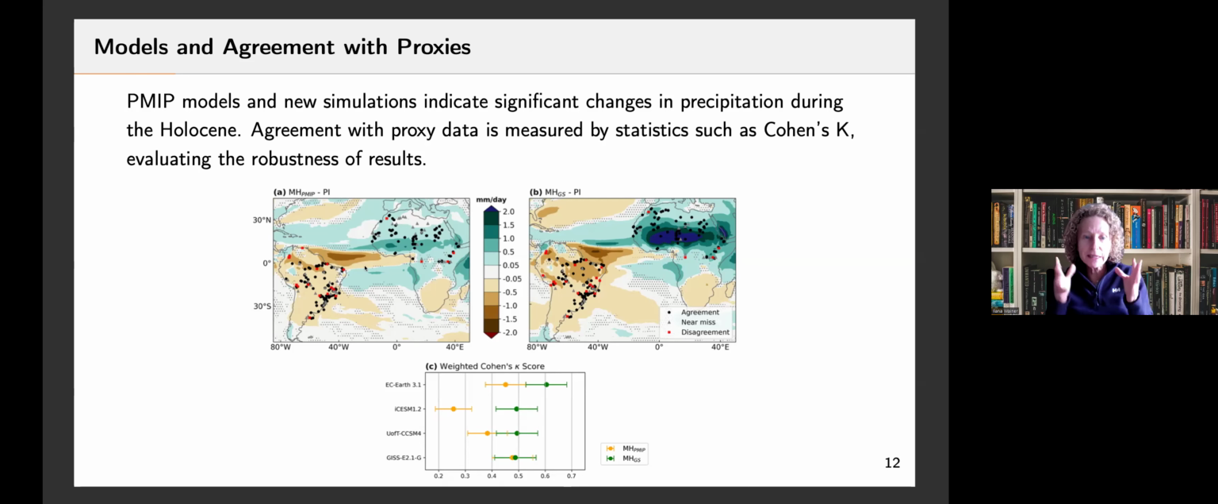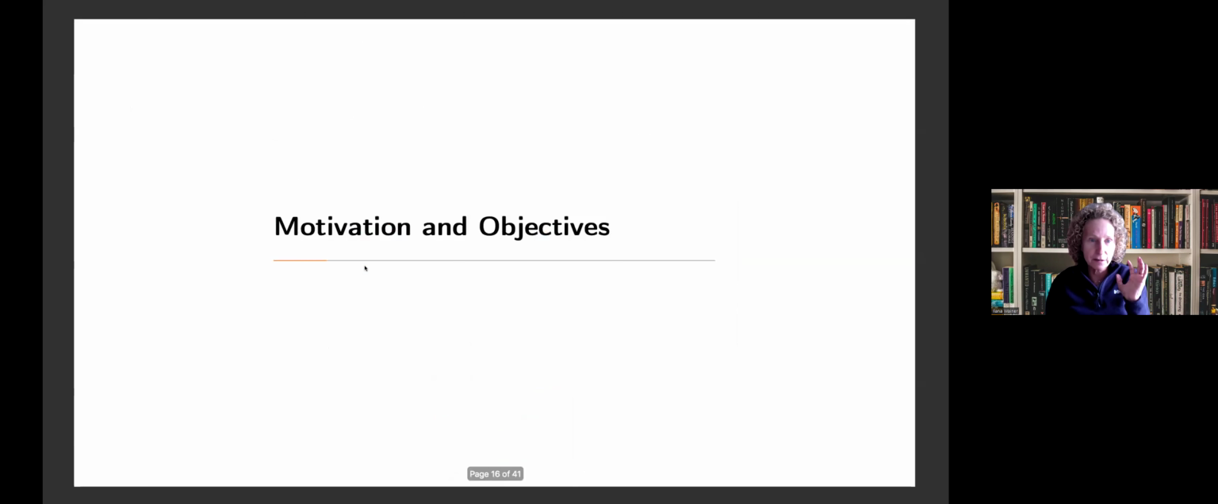And the importance of showing this is that the more realistic our simulation is, the more it will agree with the proxy. And in this case, we can see that when we enhance the vegetation in the Sahel region, we have a better agreement with proxies than if we don't, if we just have the orbital forcings.